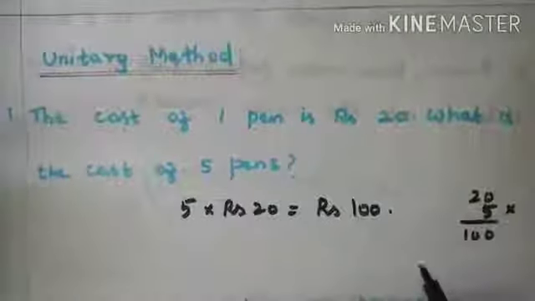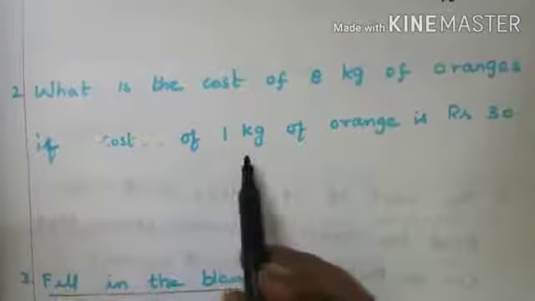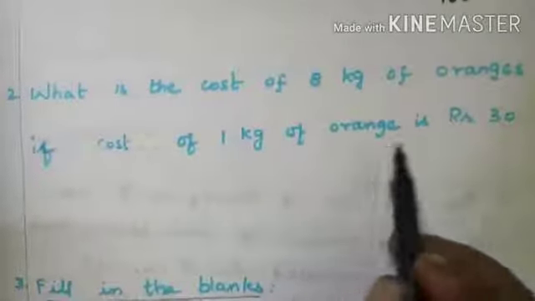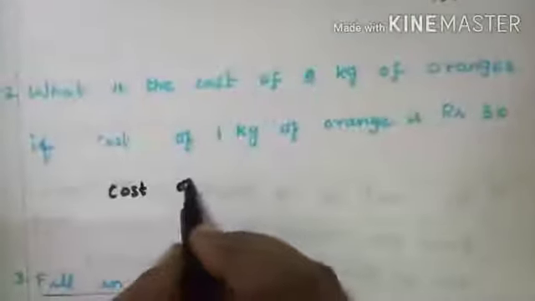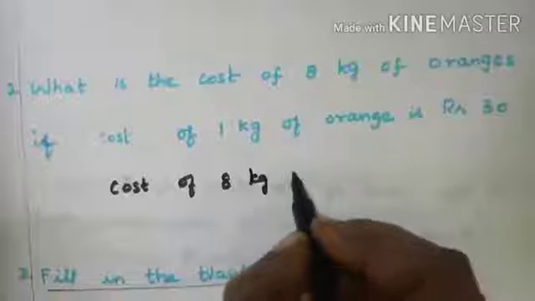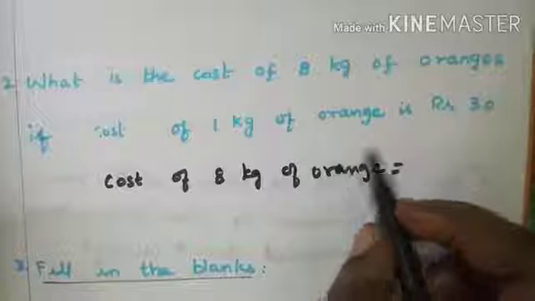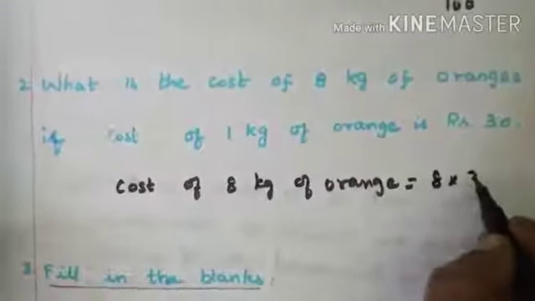Rupees 100. Next question, what is the cost of 8 kg of oranges if the cost of 1 kg of oranges is rupees 30? Therefore, cost of 8 kg of oranges equals what? So, what will we be doing? We will be multiplying. 1 kg is 30. So, 8 kg means 8 into 30.